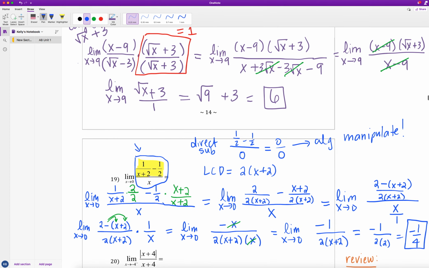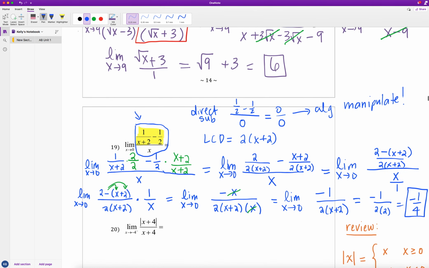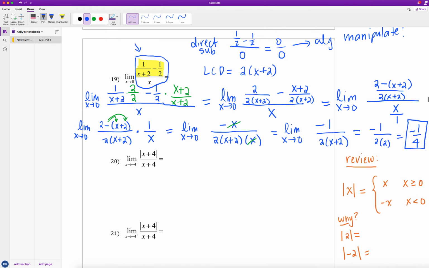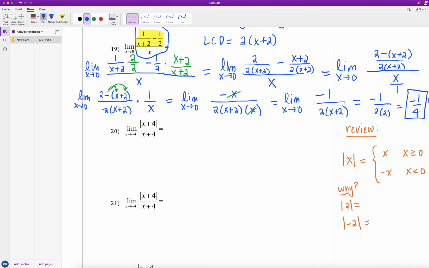Okay, the last type of example we're going to talk about in this video has to do with what happens when you deal with some absolute values. So I do have a review on the side that we'll talk about in a second, but let's look at this first example. Question 20 says the limit as x approaches negative 4 from the left of the absolute value of x plus 4 over x plus 4.